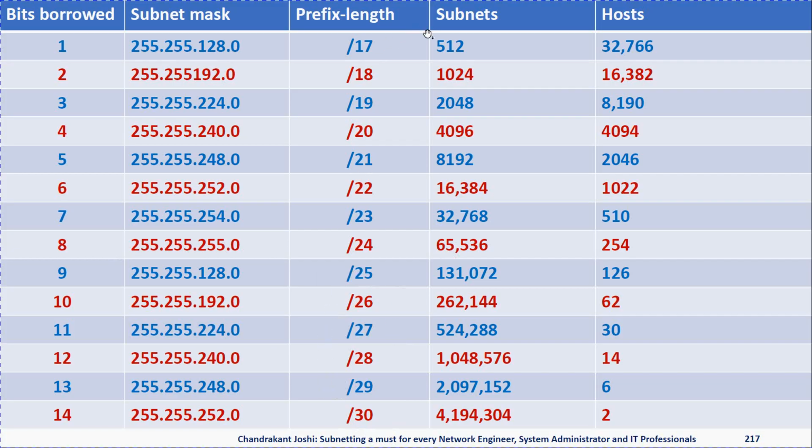We see that as the number of borrowed bits increases, the number of subnets also increases, and correspondingly the number of hosts per subnet decreases. And finally, when we borrow 22 bits, we have got only 2 hosts, but we have got so many subnets.